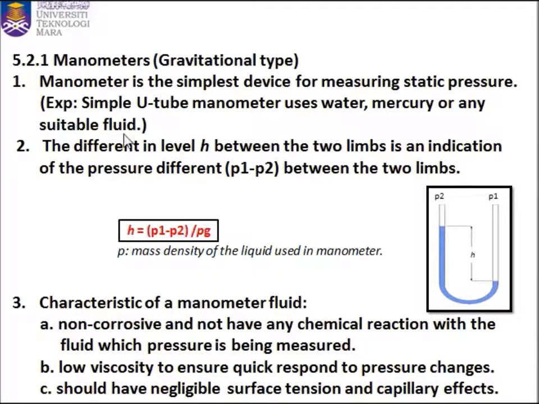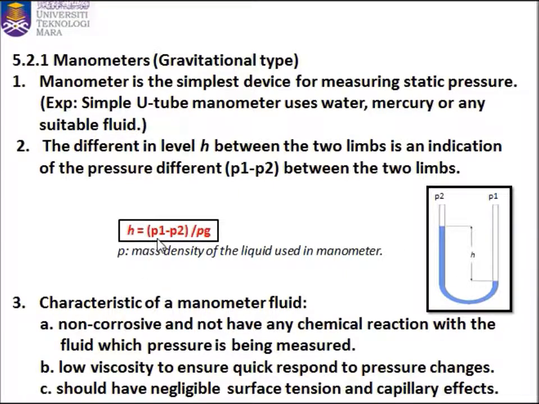Okay, so we go to manometer, gravitational type. Manometer is the simplest device for measuring static pressure. A simple U-tube manometer uses water, mercury or any suitable fluid. The difference in H between the two limbs is an indication of the pressure difference, which is P1 minus P2 between the two limbs.